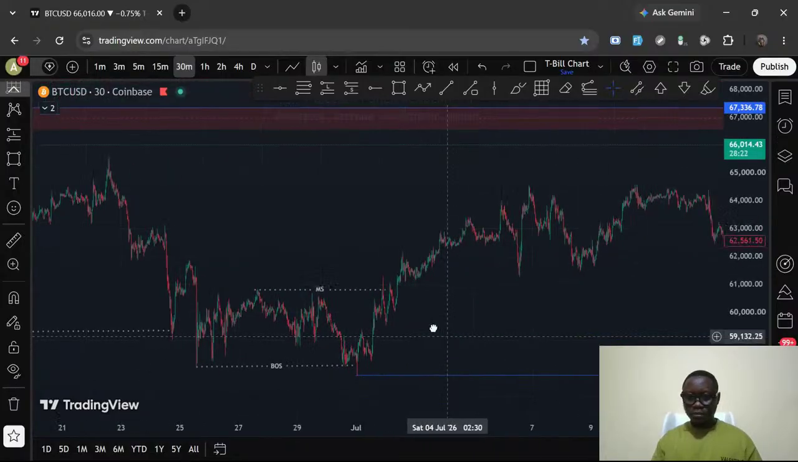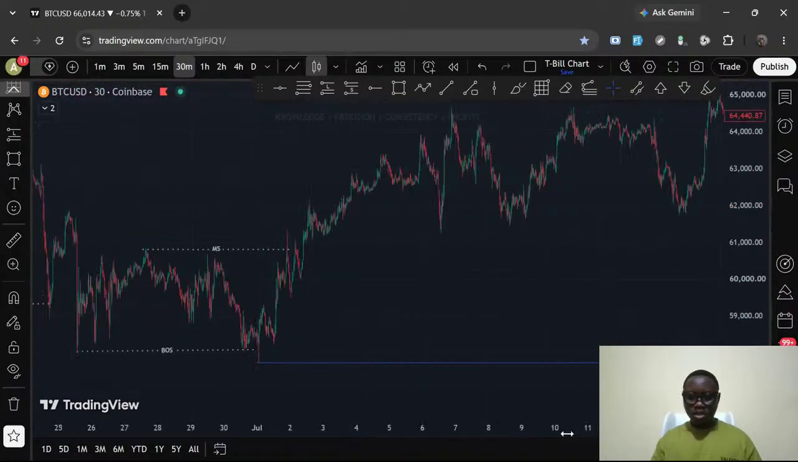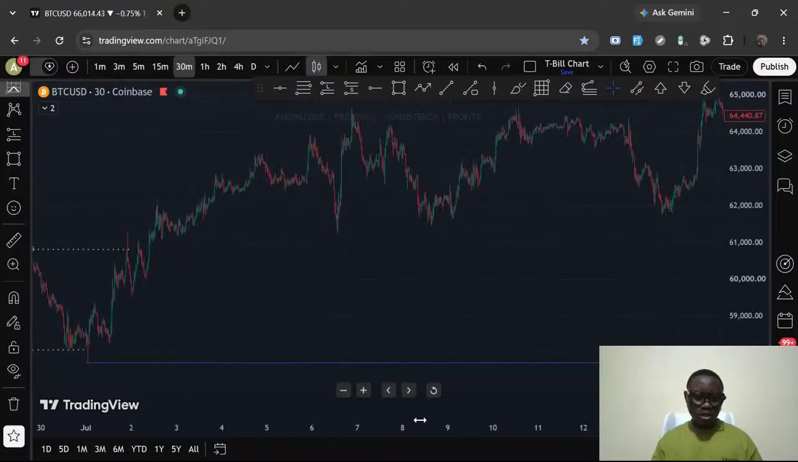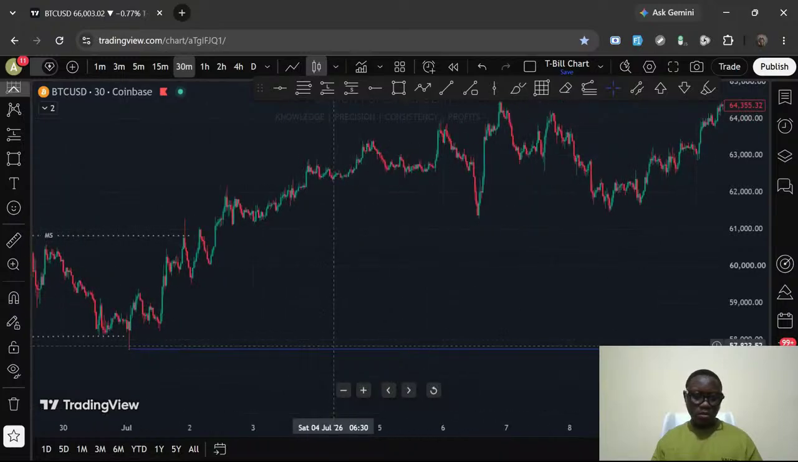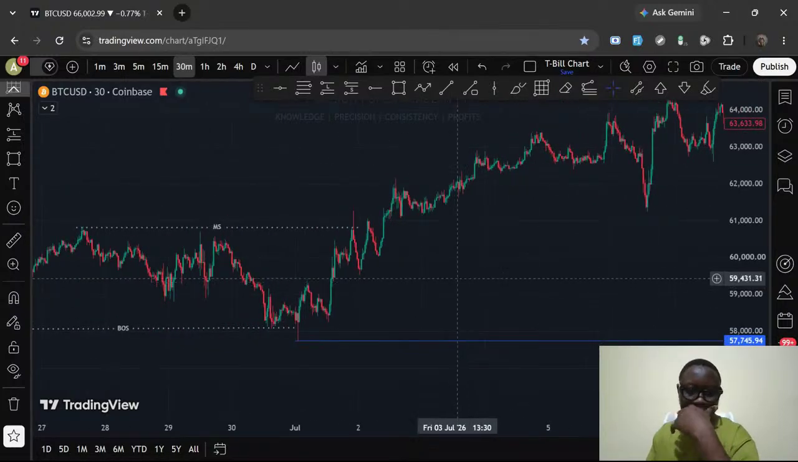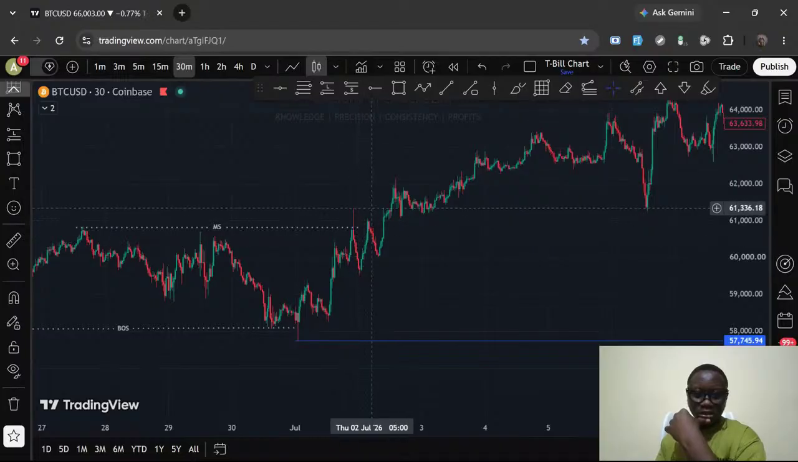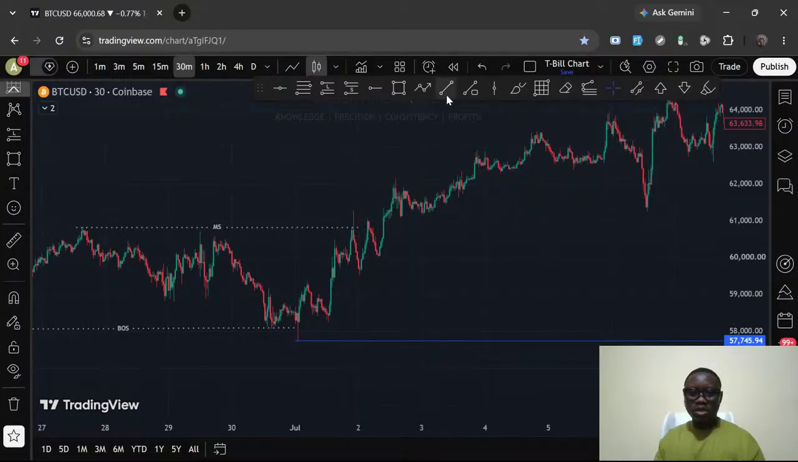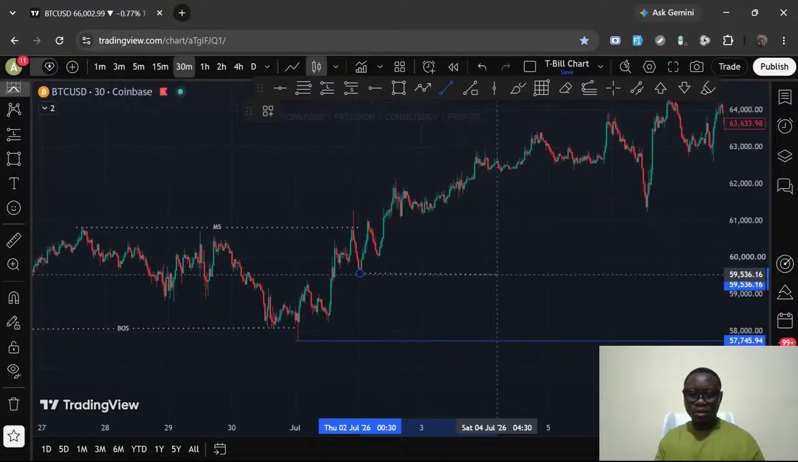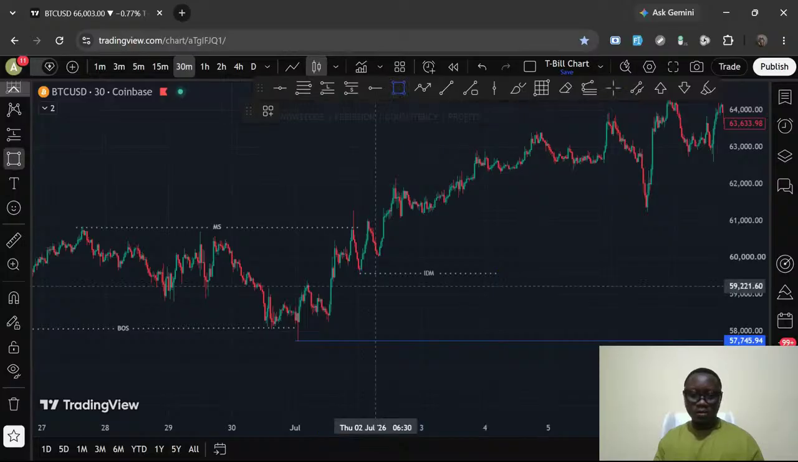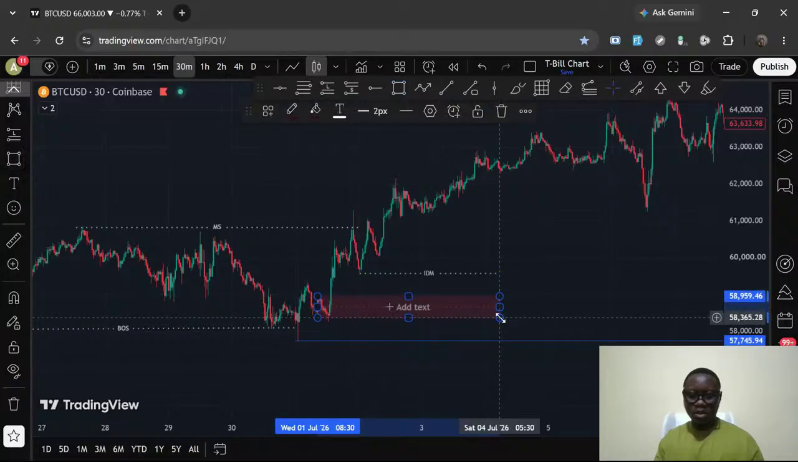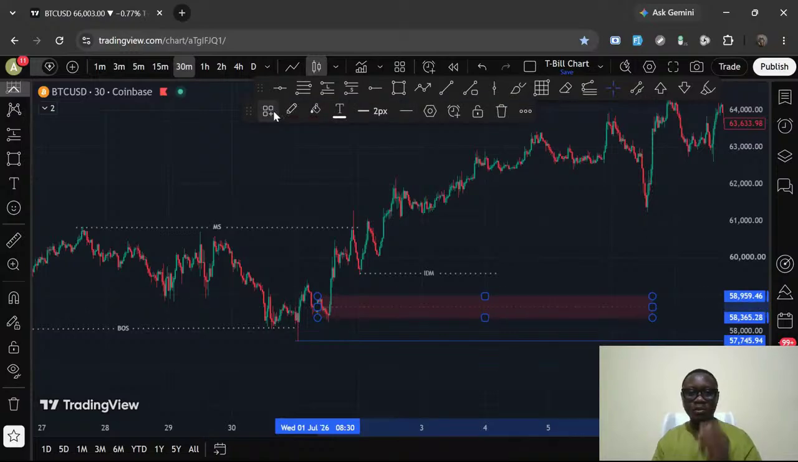All right, so this potentially would be, let's see, here we got this rejected, and okay, so we got this inducement right here. This inducement right here, IDM, and this is where we're looking at a potential buy opportunity.